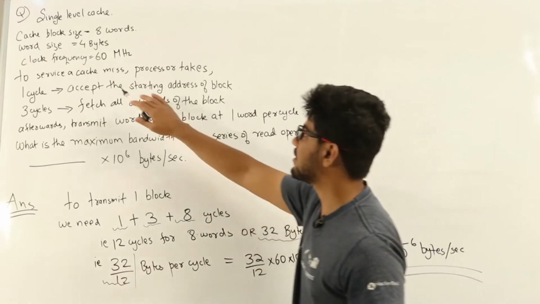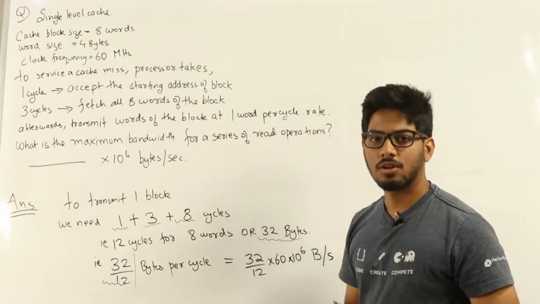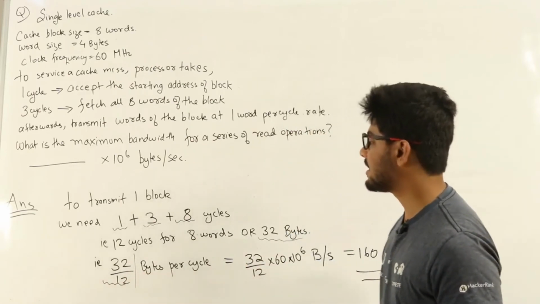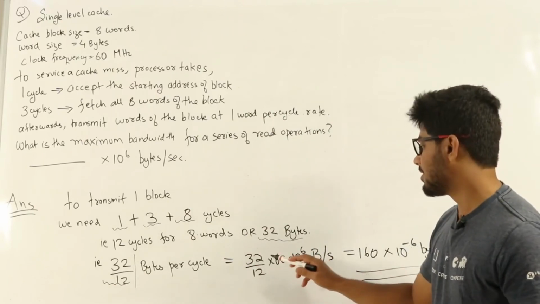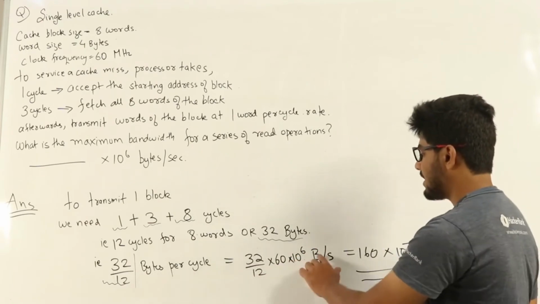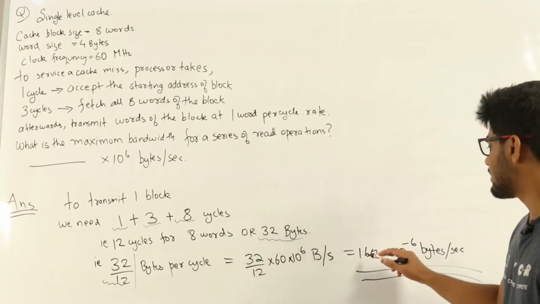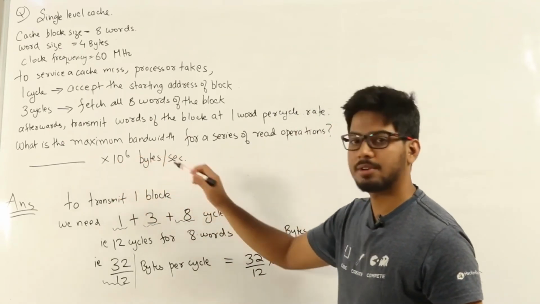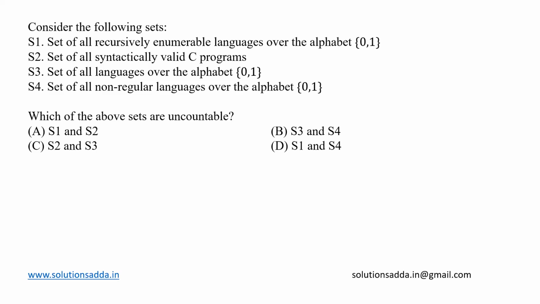Now the frequency is given as 60 megahertz, which means in 1 second there will be 60 into 10 power 6 clock cycles in that CPU. So the data that will be transferred in 1 second will be the data transferred in one clock cycle multiplied by how many clock cycles there are in 1 second, that is 60 into 10 power 6, in bytes per second. So this is nothing but 160 into 10 power 6 bytes per second. They were asking how many into 10 power 6 bytes per second we could transmit. The answer is 160.